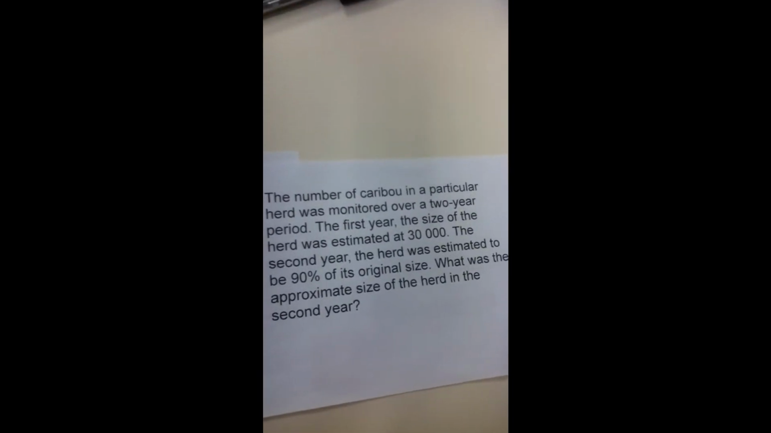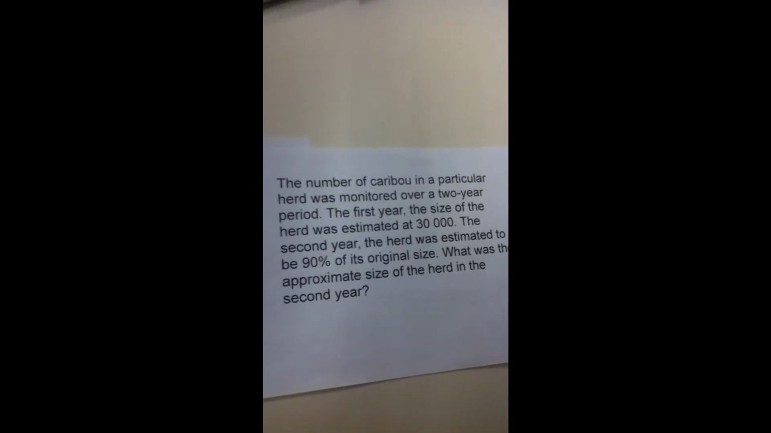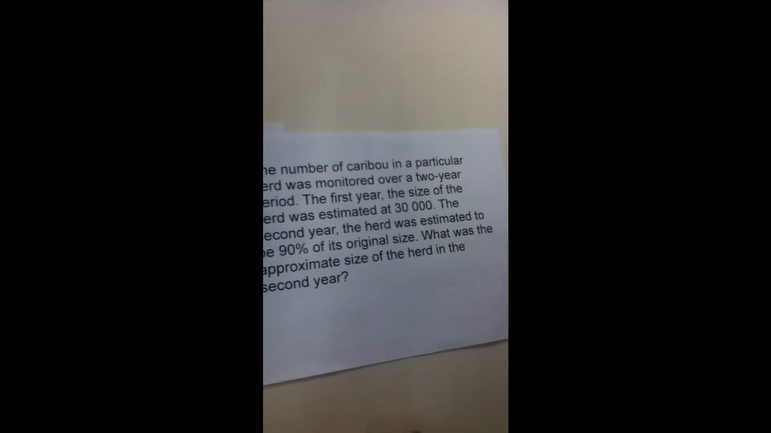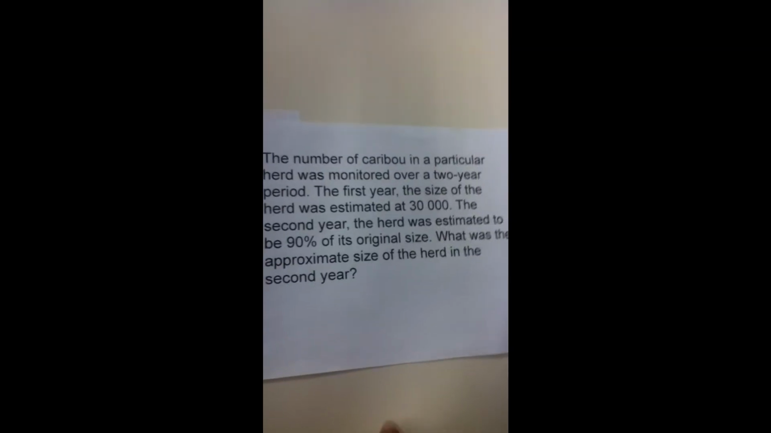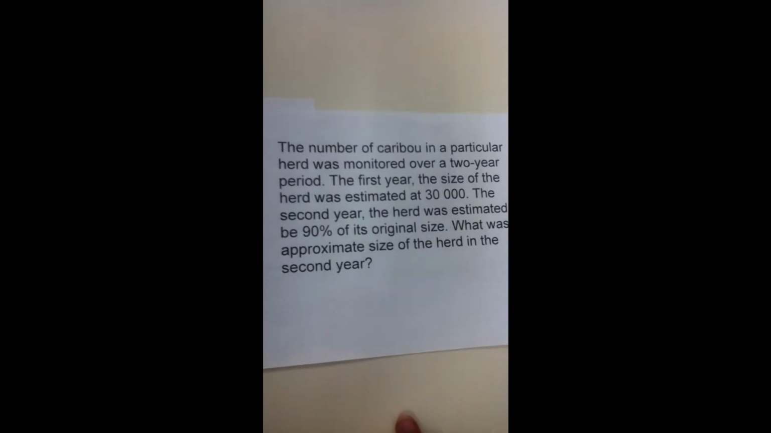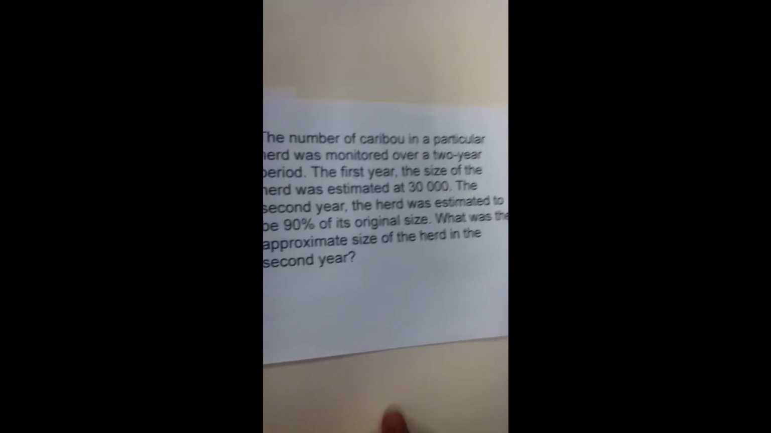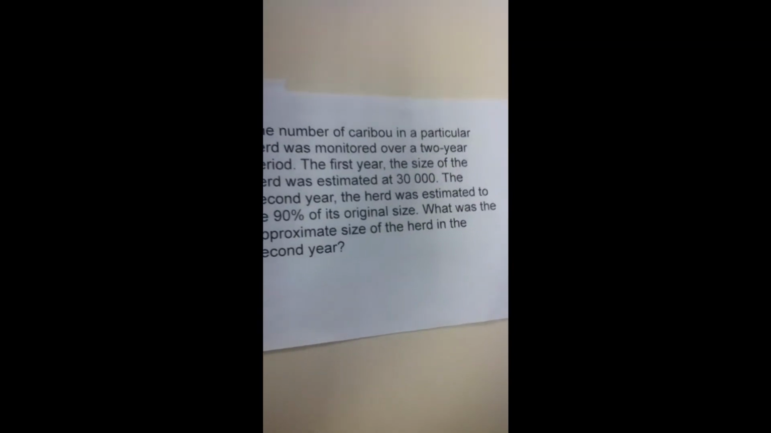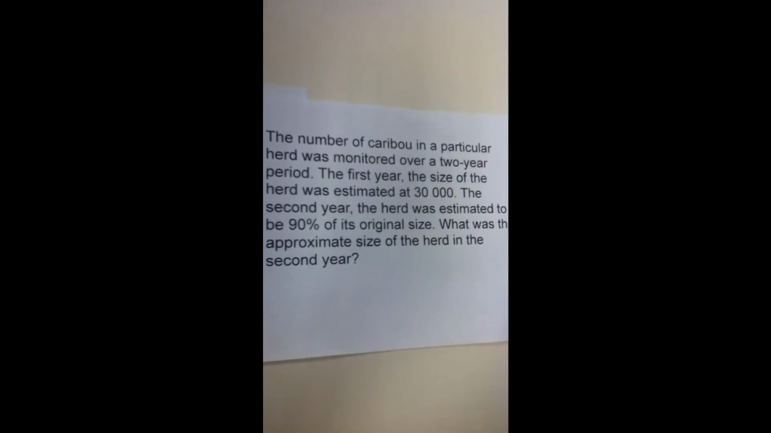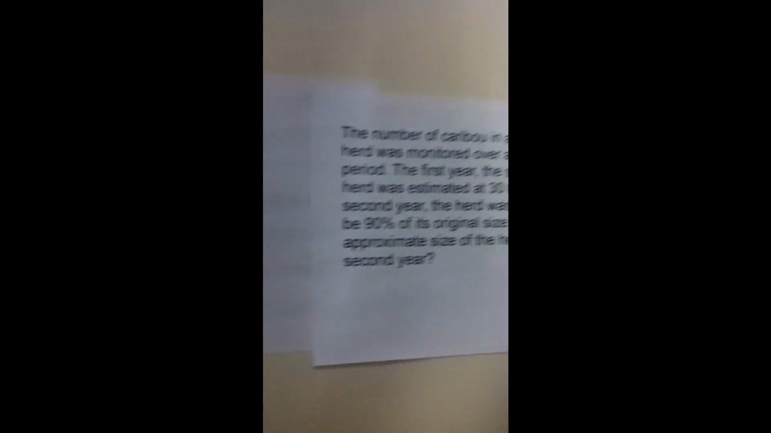The number of caribou in a particular herd was monitored over a 2-year period. The first year, the size of the herd was estimated at 30,000. The second year, the herd was estimated to be 90% of its original size. What was the approximate size of the herd in the second year?